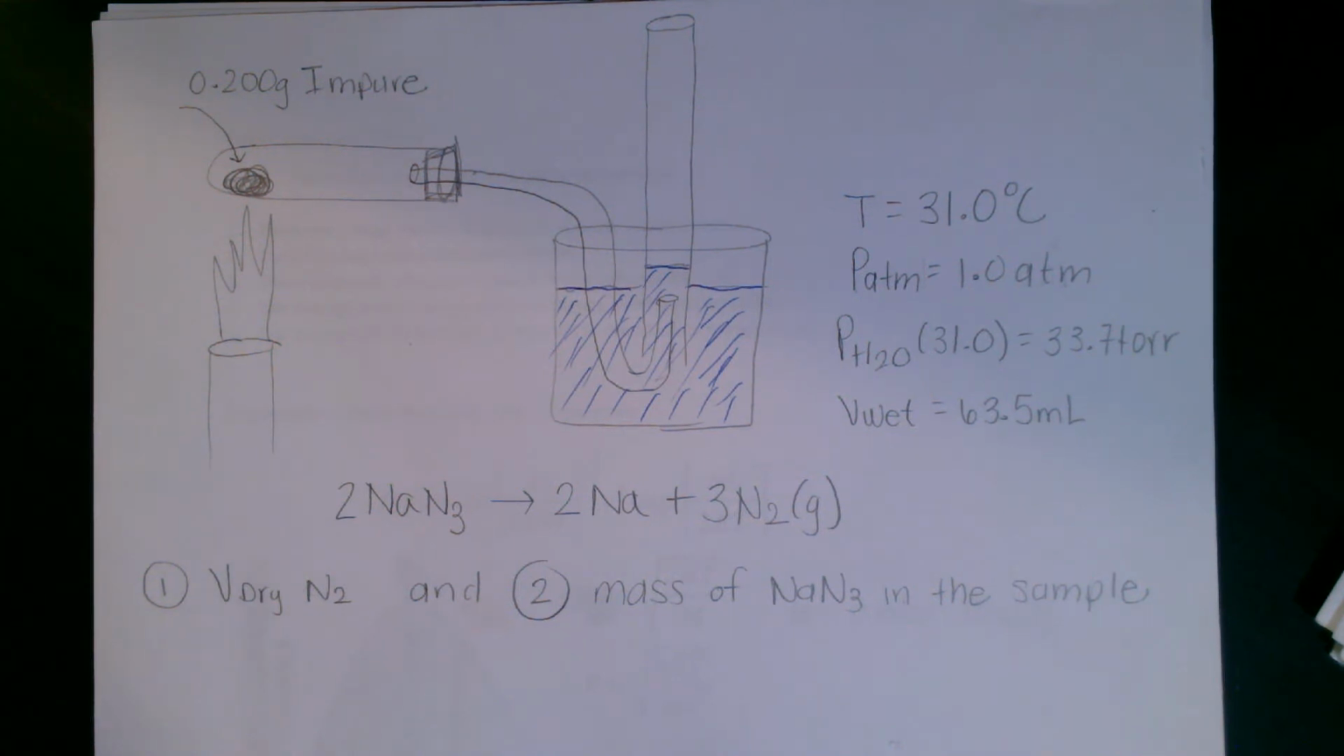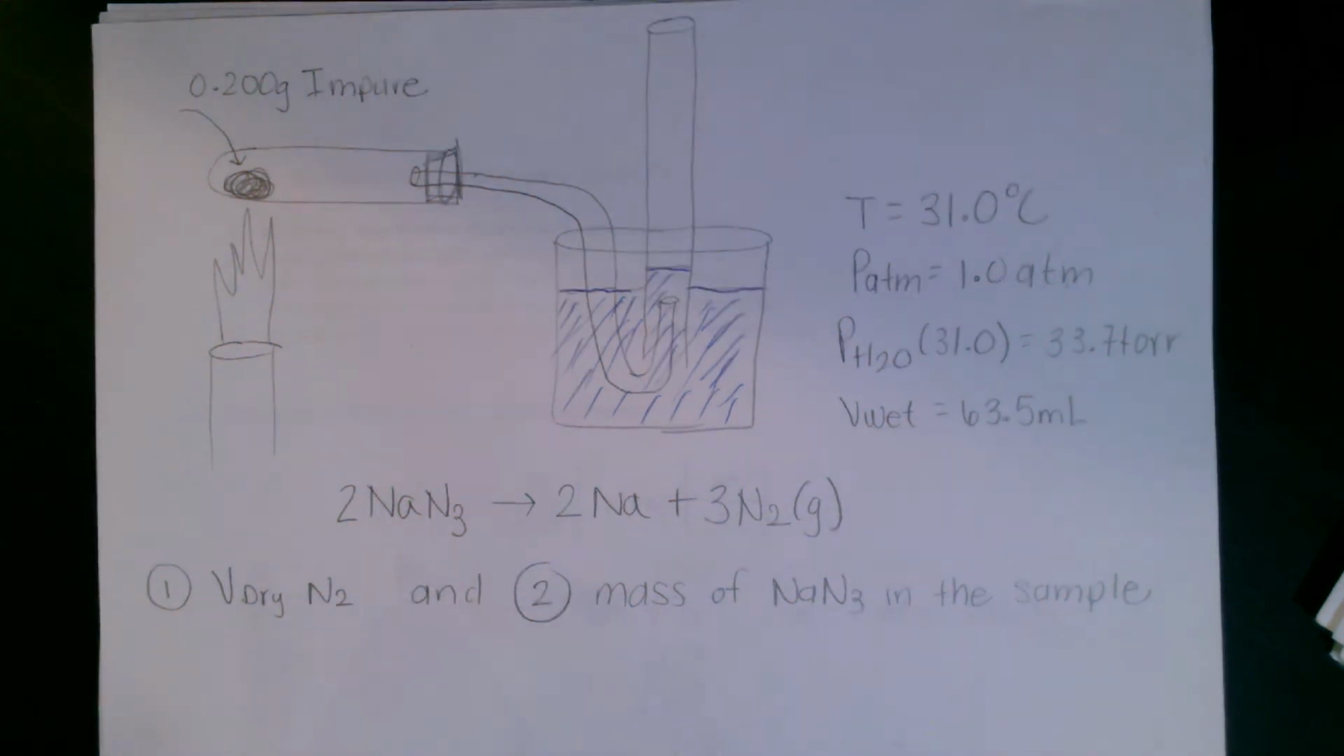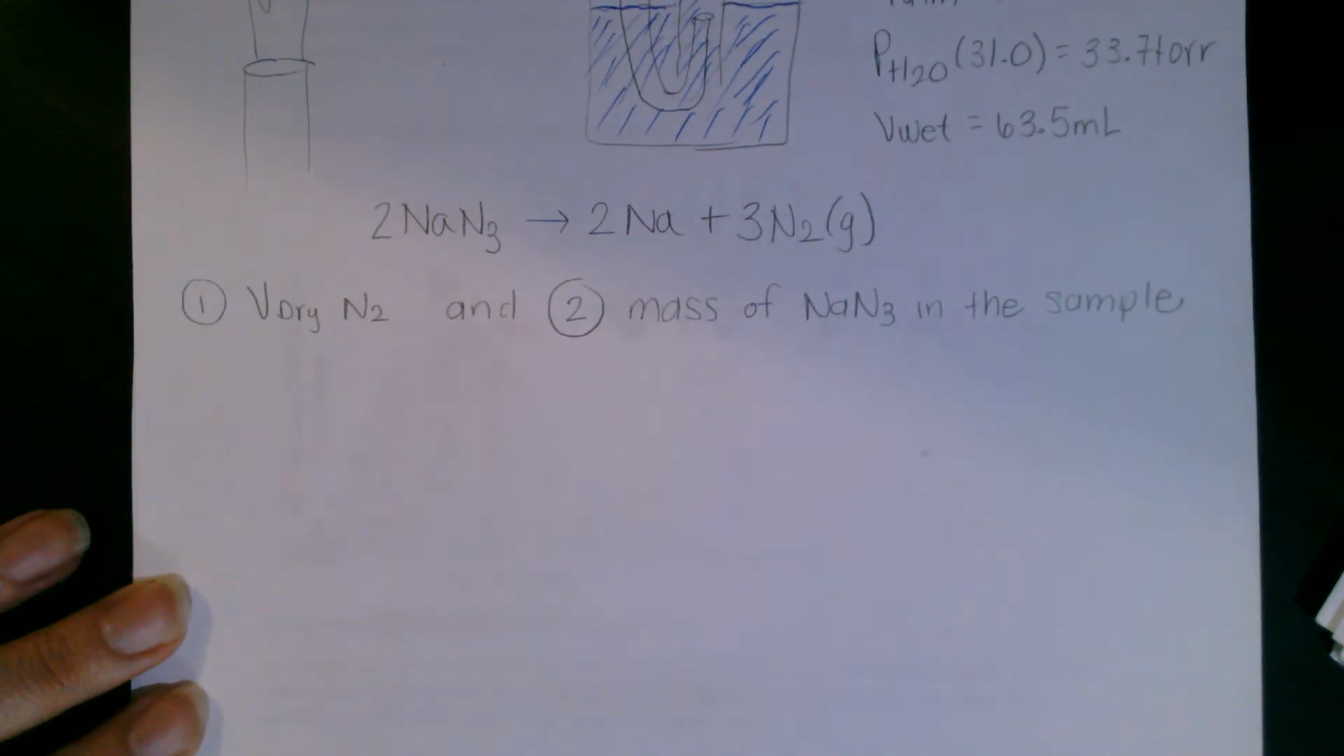Okay, so the first thing we want to know: what is the dry volume of N2? For example, what this means is if we were able to conduct this experiment and collect the gas into some sort of evacuated tube under vacuum, where we could just measure the volume of N2 produced, what would that be? And then number two, we want to know what is the mass of sodium azide that was in the sample. Okay, so let's start with number one.